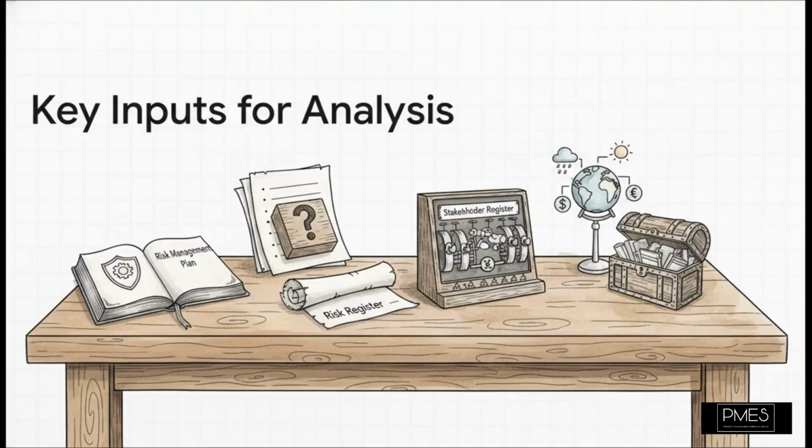And here are those key inputs. You've got your risk management plan. That basically defines the rules for how you're going to assess risk. The risk register is your starting list of all the threats and opportunities. The assumption log? That points to potential weak spots. And the stakeholder register helps you figure out who might own each risk. All of this is then framed by lessons learned from past projects and other outside factors.